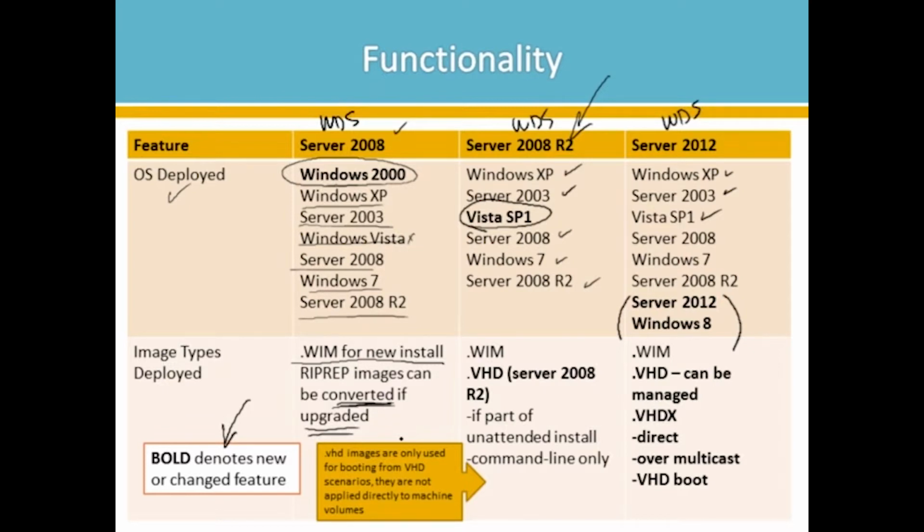If you're running WDS 2008 R2, we can still handle WIMs. We can now deploy based on VHDs. And the VHD for Server 2008 R2 can only work if it's part of an unattended install, it's command line only, and again, the VHD images are only used if you're booting from that virtual hard drive, but they're not what's being applied directly to the actual machine volume.